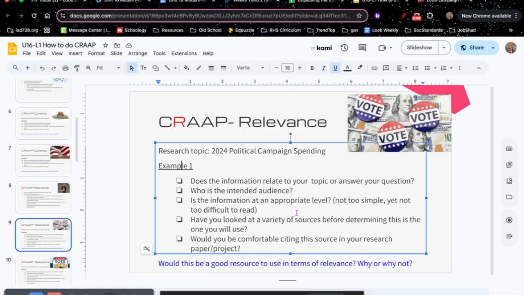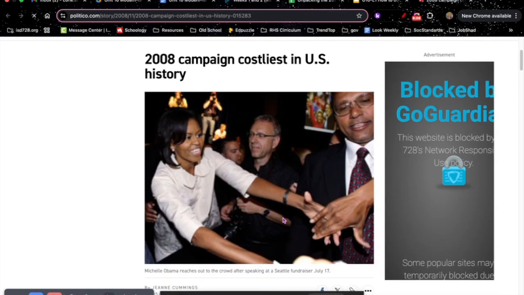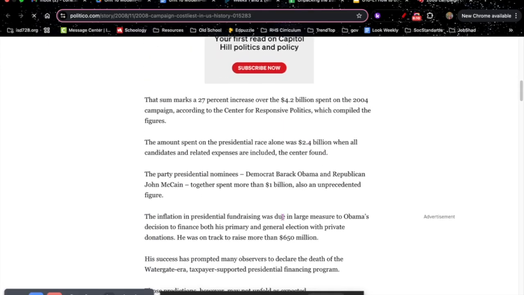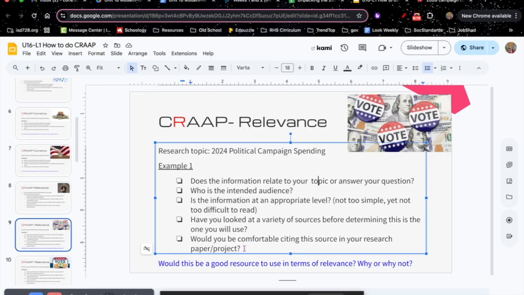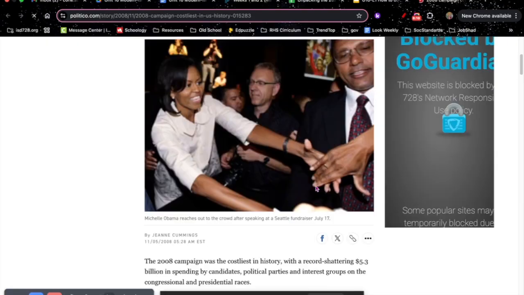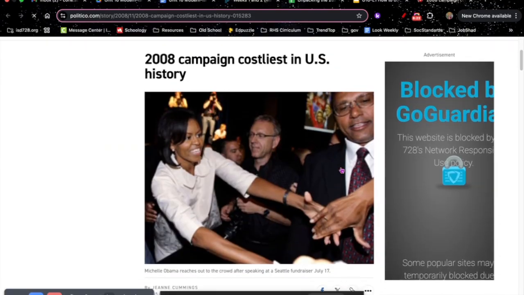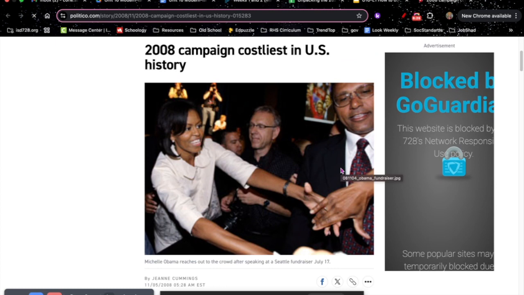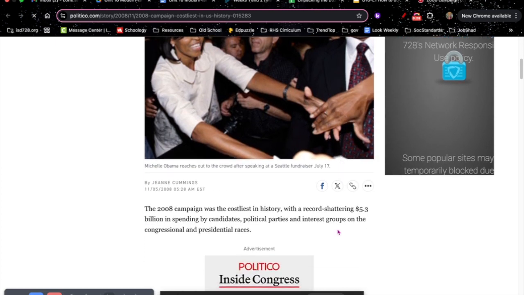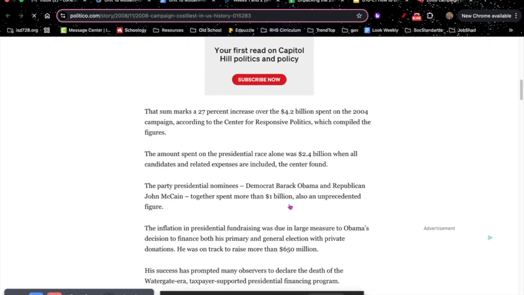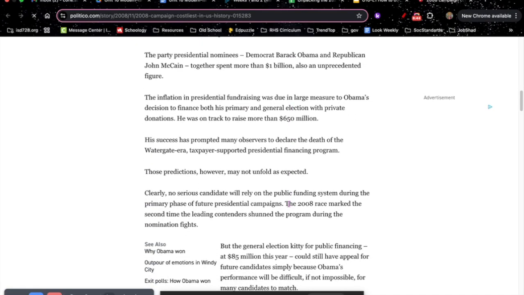So let's ask these questions. Does the information relate to your topic or answer your question? Well, it's kind of about the 2008 election. So no, it really doesn't, because mine's about the 2024 election. Who is the intended audience? That's a really good question. So, this is a newspaper article. And as you may know, sometimes newspaper articles can be biased. And I'll give you a source at the end of this example that is really good to look and see what bias a newspaper might be leaning towards. But if I read this article, it's pretty factual, just going through the numbers.